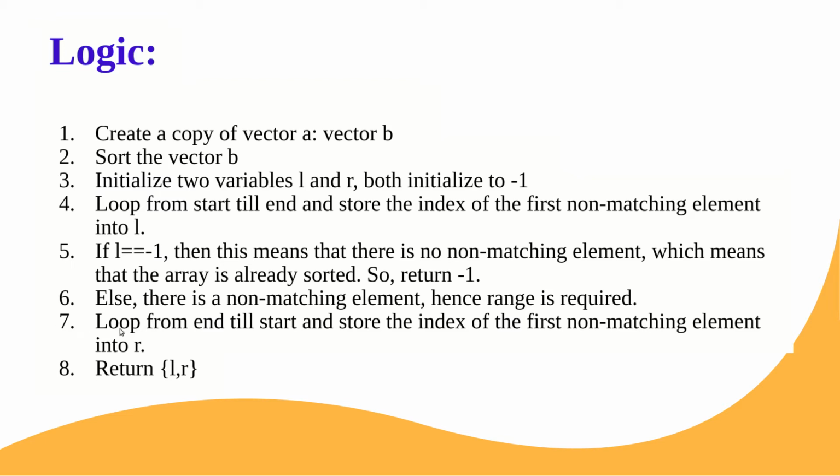Then similarly we will loop from the end to the start, that is from the right end to the left end, and store the index of the first non-matching element into R. Now you can see that step number 4 and step number 7 are exactly similar but in opposite directions. In step 4 we start from the left, that is the start of the array, and in step number 7 we start from the right side of the array.